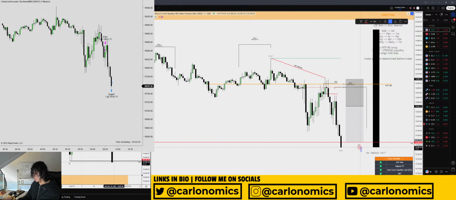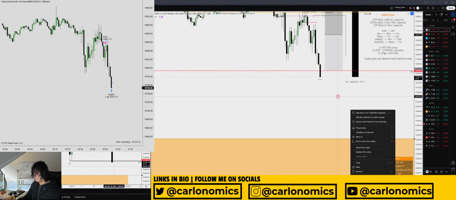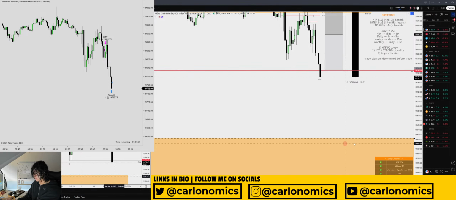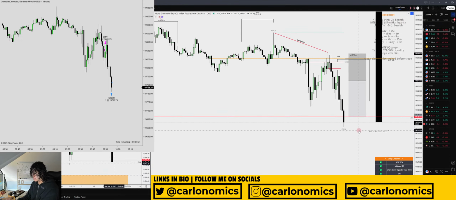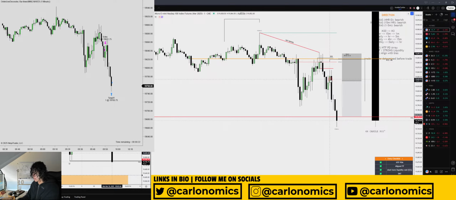What I'm going to see is if we can get down to this imbalance below, this daily imbalance. So we're going to see if price gets down there. If it doesn't, then I already got my piece of the pie for the morning. But this was like a scalp, to be honest, because we got in at around 950 and we exited the position at 954. So this is mostly like a scalp.